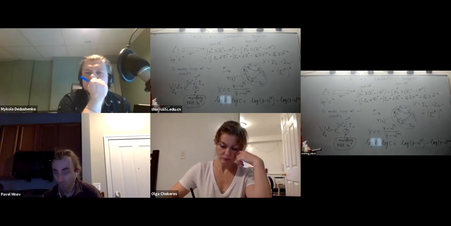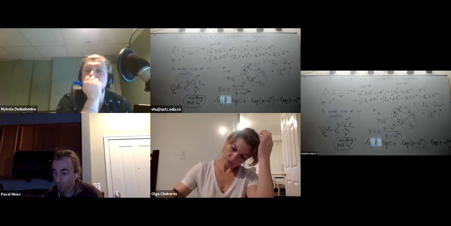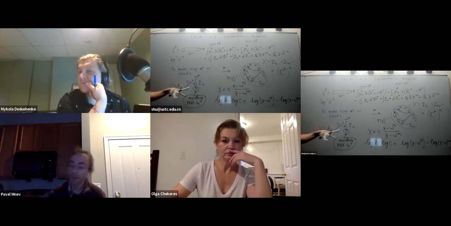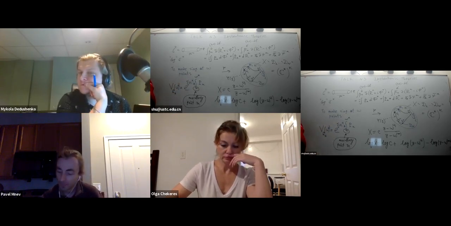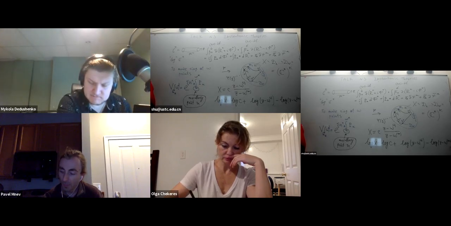So in log coordinates, you see phi should have cuts, okay? And this is basically where the cuts should happen. This line.